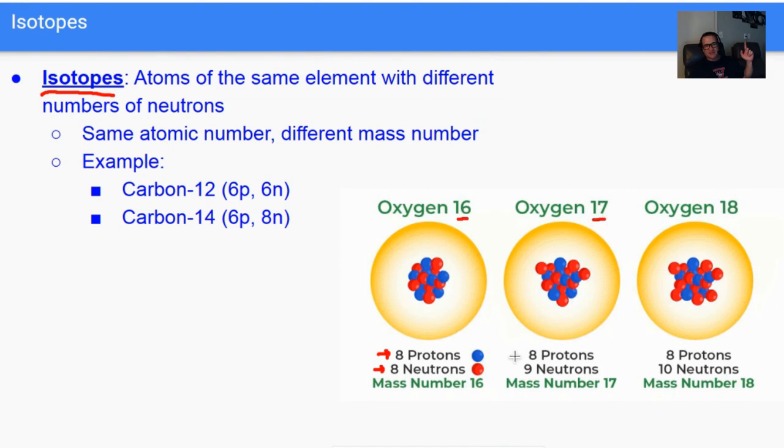Oxygen 17 still has 8 protons, but it's got 9 neutrons. 8 plus 9 is 17. Its mass number is 17. And there's also oxygen 18, still with 8 protons, but oxygen 18 has 10 neutrons. So its mass number, which is protons plus neutrons, would be 18. Like carbon over here, you have carbon 12, 6 protons, 6 neutrons. You could also have carbon 14, which still has 6 protons, but now it has 8 neutrons. So isotopes: same element, but different numbers of neutrons.